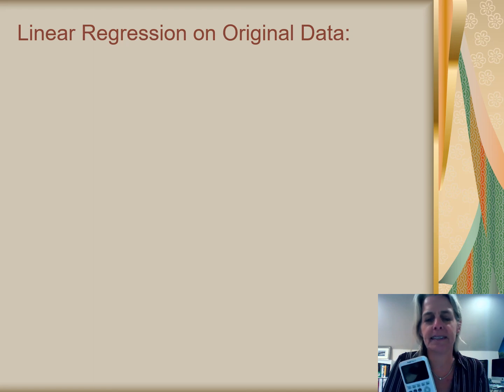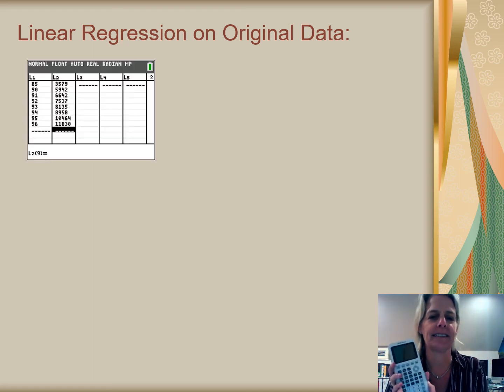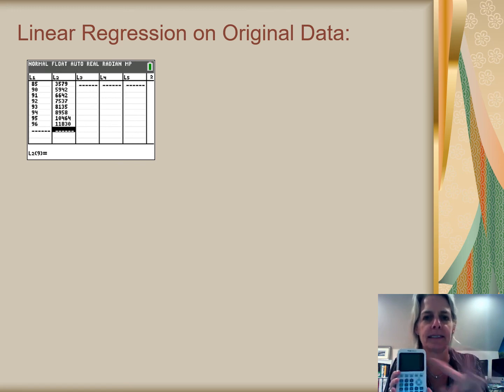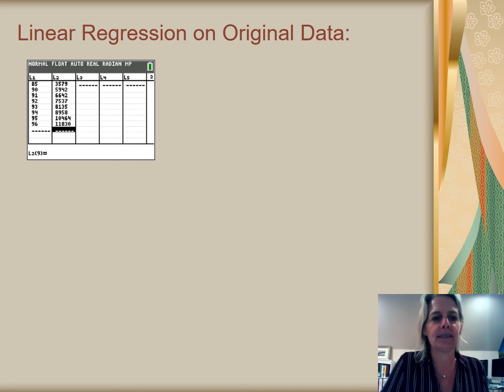Okay, so we're going to go through it step by step, and what I'm doing is entering the information in my calculator, and I'm going to show you what the screens are without showing you all the buttons I'm pressing, because I think you know how to do that at this point. So the first thing, obviously, I'm going to enter my data in list 1 and list 2. You'll notice that I have changed the years to be years since 1900. So I started with 85, 90, and so on. And then list 2, I left as it is.